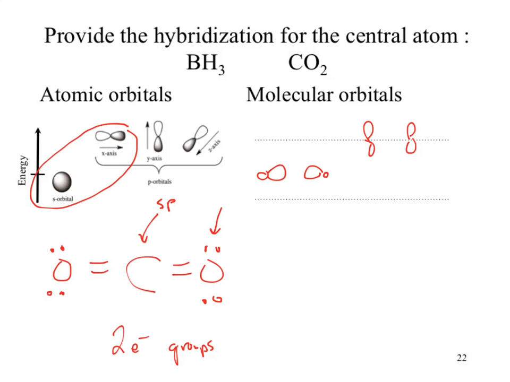What happens with my oxygen? How many electron groups are around it? Three electron groups, which means sp2. To form a bond, I need to have an orbital. Well, as we just discussed, we only have one orbital in between those two. I've got one from my carbon and one from my oxygen. My carbon one is an sp. My oxygen one is an sp2. When those two orbitals overlap, we now have one molecular orbital.